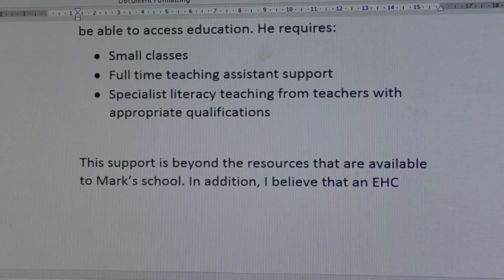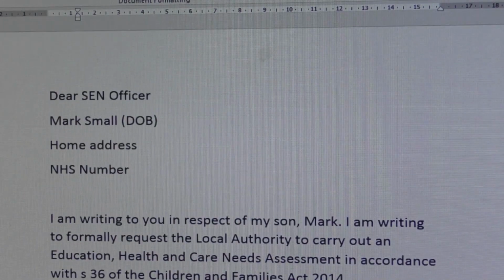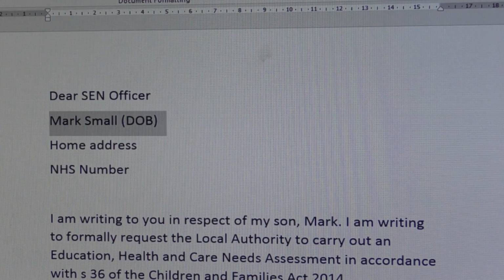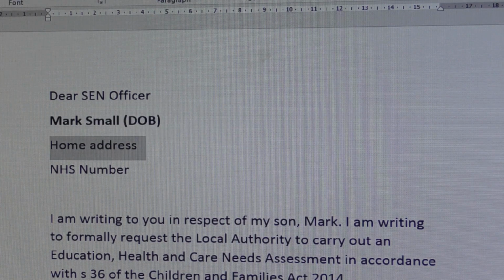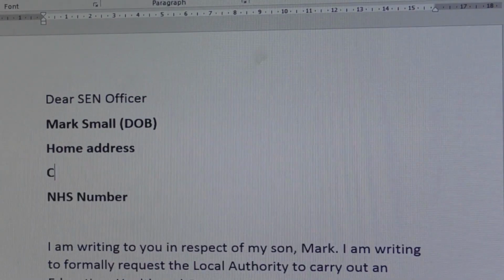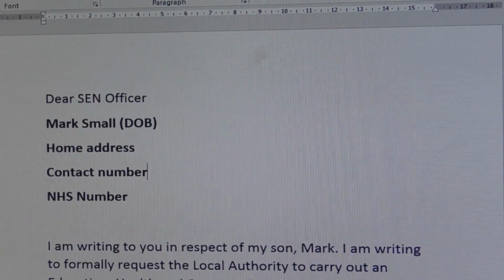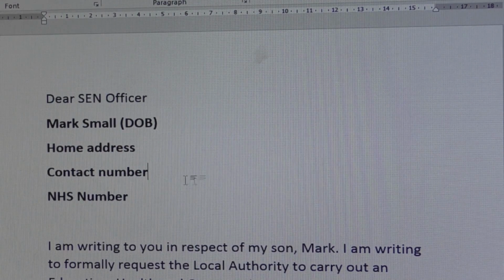the structure of the letter, obviously I've put it in larger font type so you can see it. So the very beginning of the letter, to the SEN team, the child's name and the date of birth, your home address, your NHS number. In fact, you probably would put in here as well, actually, thinking about it, a contact number. Just put that in.